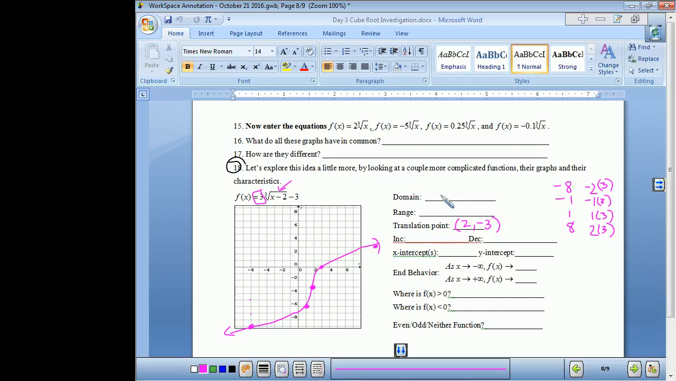We've already talked about there's no restriction on the domain. It goes left forever, it goes right forever. So what would the domain be? That's right, negative infinity to positive infinity. Same thing with the range. And the range is the same.